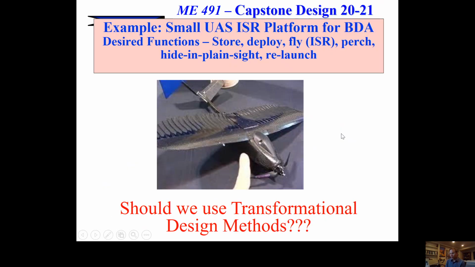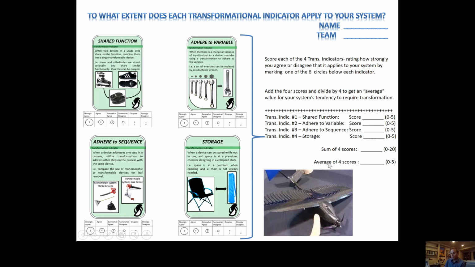Okay, here's an example from a Capstone project. You need a small UAS ISR platform for battle damage assessment, and the functions that are going to be performed are store, deploy, fly, perch, hide in plain sight, and relaunch. Should we use the transformational design method? If you use the different indicator cards that are available at the end of the slideshow, you can step through and rate each value.